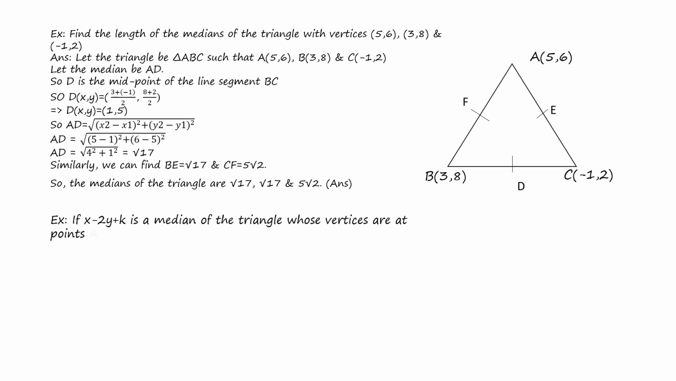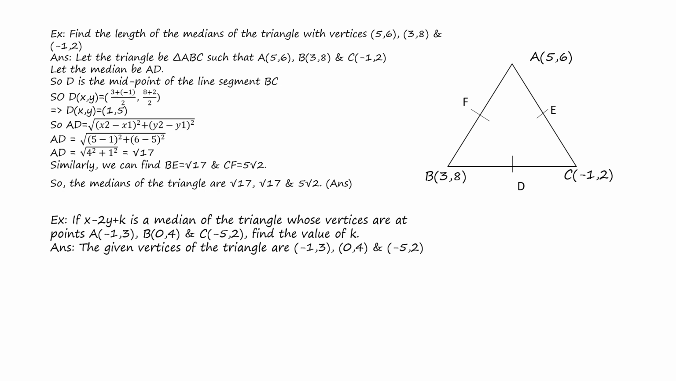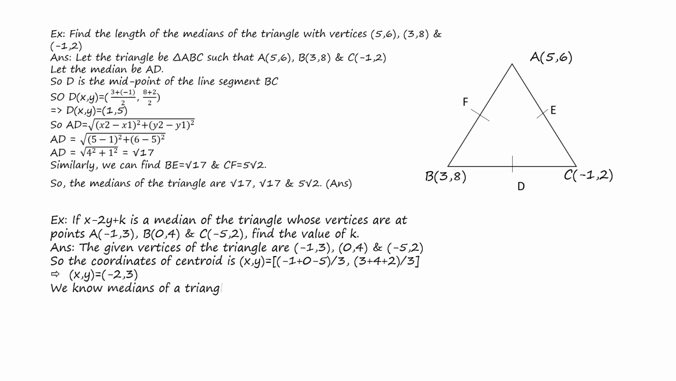If x - 2y + k = 0 is the median of a triangle whose vertices are the points A(-1, 3), B(0, 4) and C(-5, 2), find the value of k. The given vertices of the triangle are (-1, 3), (0, 4) and (-5, 2). So the coordinates of the centroid (x, y) can be written as ((-1 + 0 - 5)/3, (3 + 4 + 2)/3), or (x, y) equals (-2, 3).